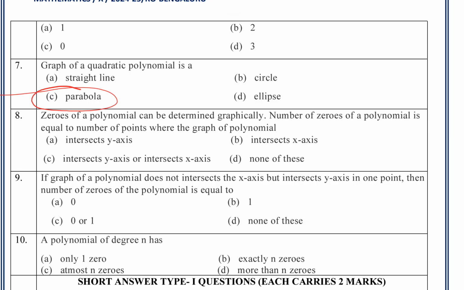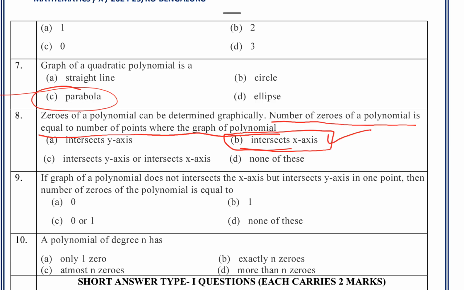Eighth one: the zeros of the polynomial can be determined graphically. The number of zeros of the polynomial is equal to the number of points where the graph of the polynomial intersects the x-axis. This is the answer, you can see.